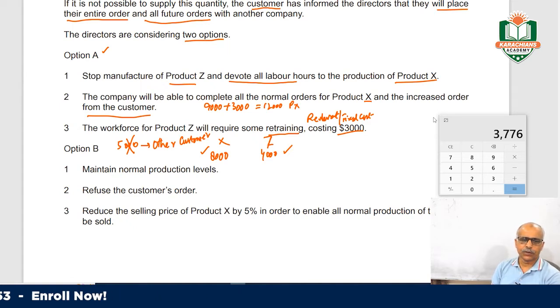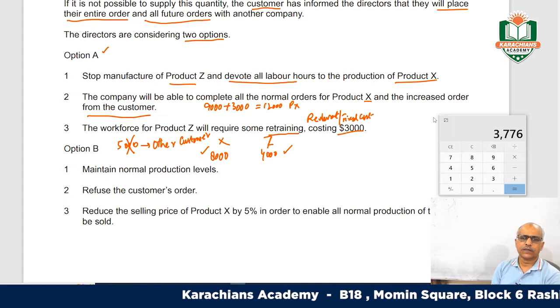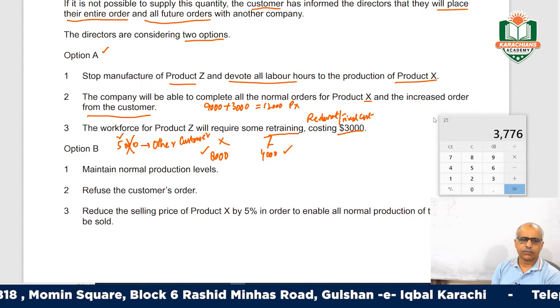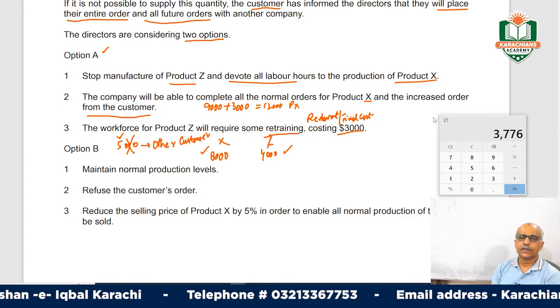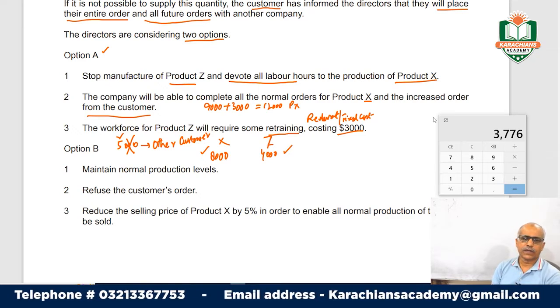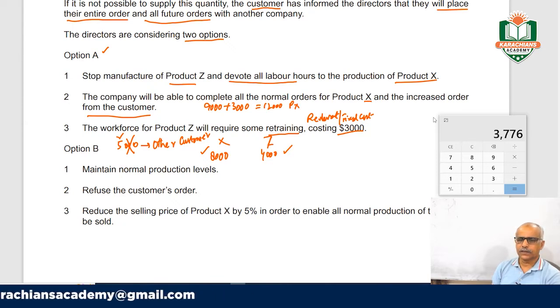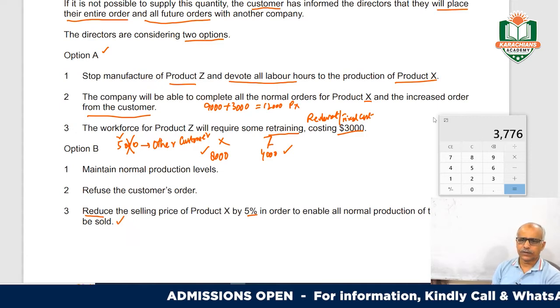So you have to tap new customers, and how can you attract more customers, because these additional 5,000 volumes you have to get from other customers. So you have to increase your customer base. What they are proposing is that the selling price of product X is reduced by 5% in order to enable all normal production to be sold. Okay, this is very much fine.